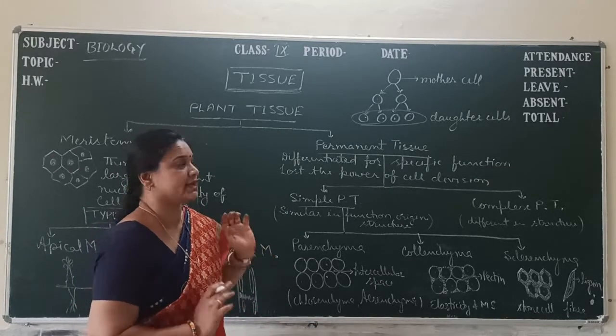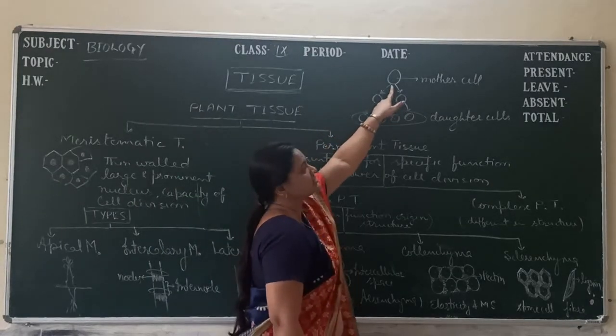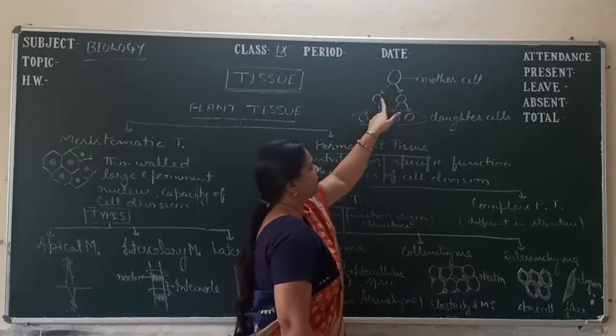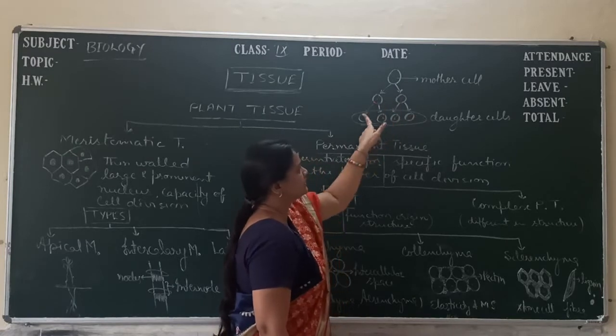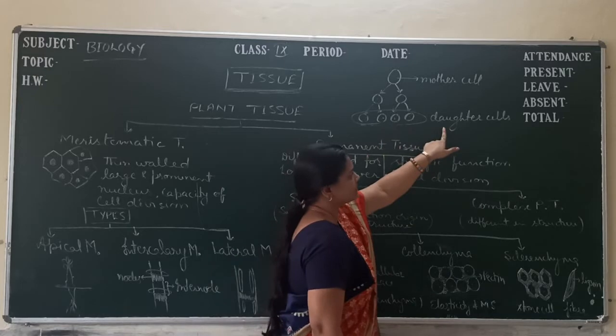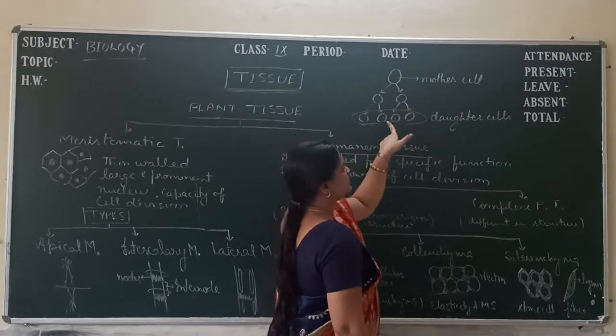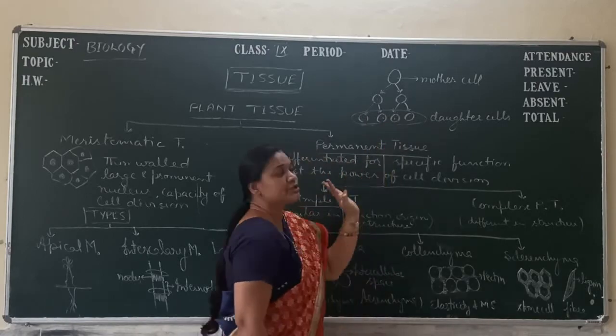Function means working, and origin means, you can see here, this is the mother cell and it can divide into two cells. Then further they divide into 4 cells. So these 4 daughter cells originated from a single mother cell. So they can convert into the tissue.